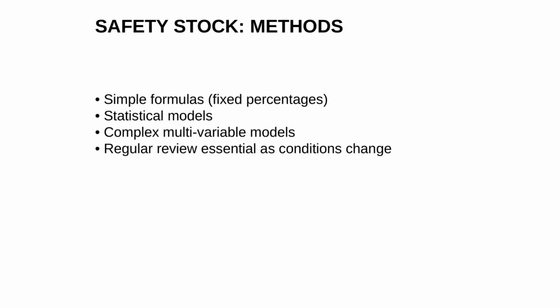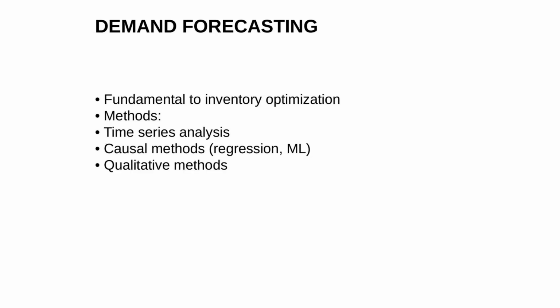There are multiple methods to set safety stock. Simple approaches use fixed percentages, which are easy, but may ignore true variability. Statistical models incorporate variability and desired service levels, often providing a better balance. More complex models consider multiple variables and network-wide effects, especially in multi-echelon supply chains. The key point is that safety stock should be reviewed regularly, because variability, lead times, and service expectations change over time.